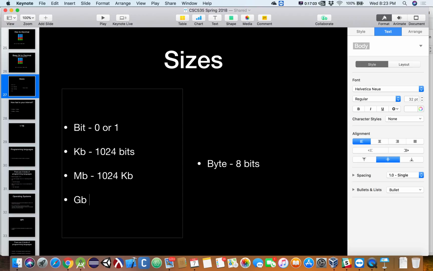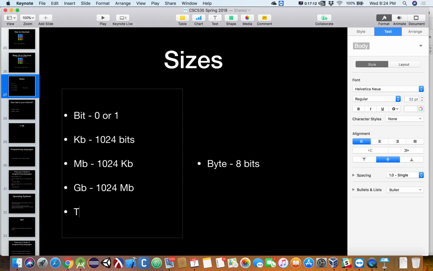Then we have a gigabit. How many megabits are in 1 gigabit? Starting to see a pattern here. 1,024 megabits in 1 gigabit. Technically, the next thing would be a terabit, although nobody talks about things in terms of terabits at this point. Probably 10 years in the future, our internet connections will be in terabits per second. But whatever, this is 1,024 gigabits. Notice small b means bits. Big B means bytes, okay?